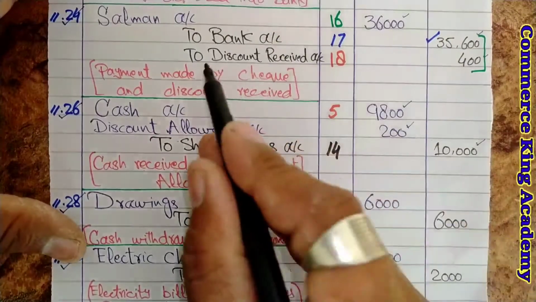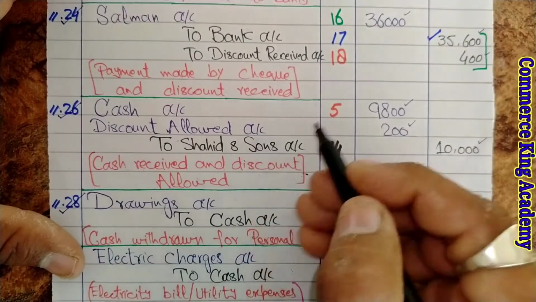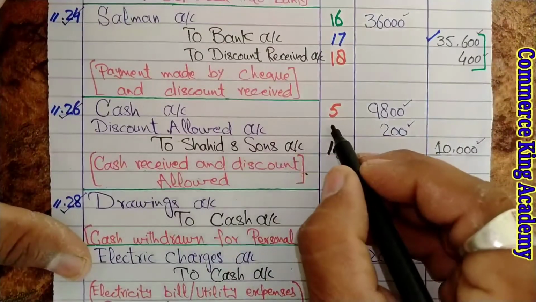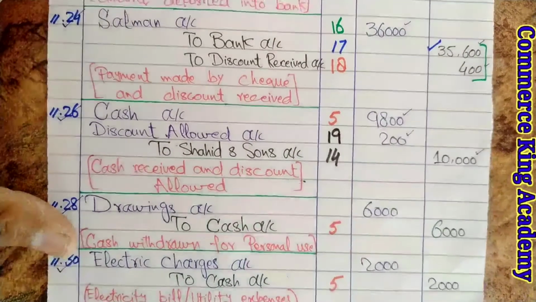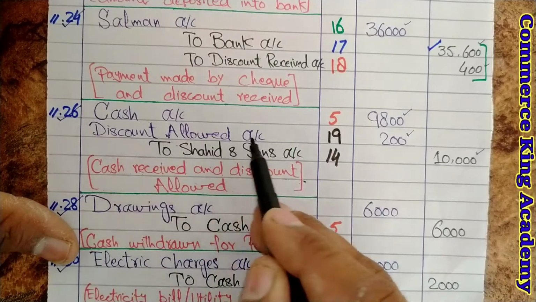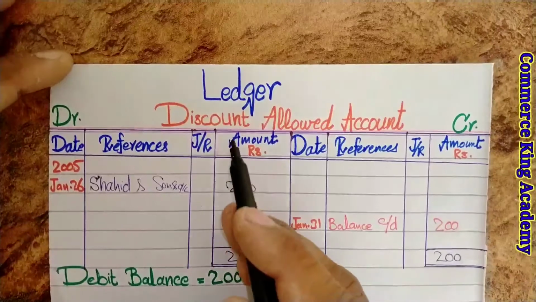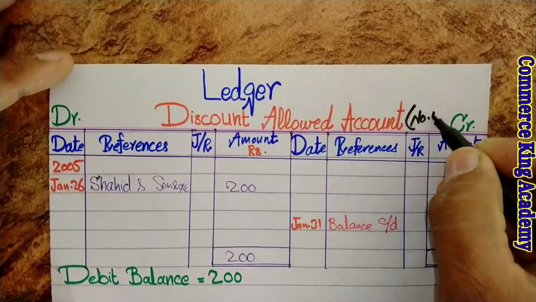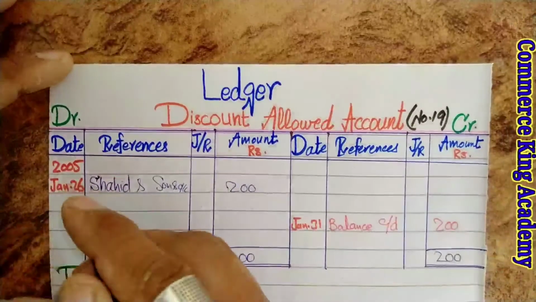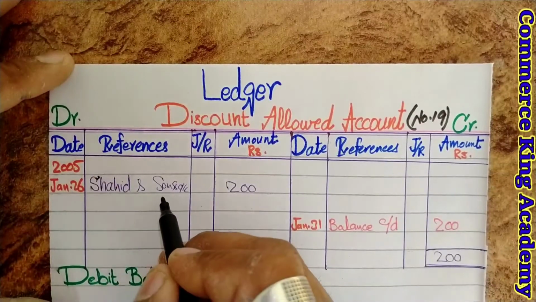Next account after the discount received account is the discount allowed account, and we will give it ledger folio number 19. The discount allowed account is debited by Shahid and Sons account, amounting to 200 rupees on date Jan 26. This is the ledger account of discount allowed account with ledger folio number 19. Debit side, credit side. On Jan 26, discount allowed account is debited by Shahid and Sons account.